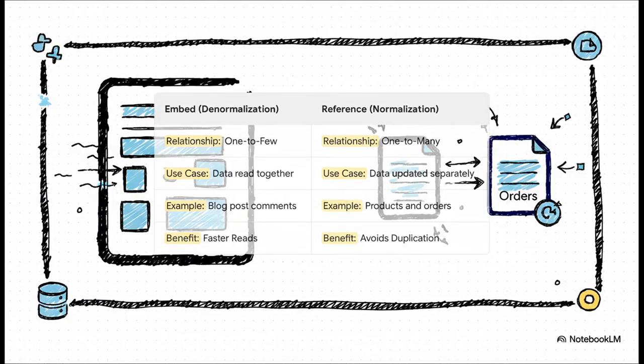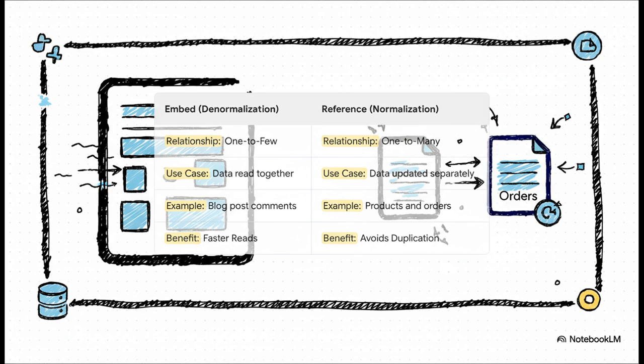Okay, so here's the core trade-off. You embed when you have a one-to-few relationship. Think about a blog post and its comments. There are only a handful of comments, and you almost always want to read them at the same time as the post. So you just nest them right inside the blog post document, super fast.